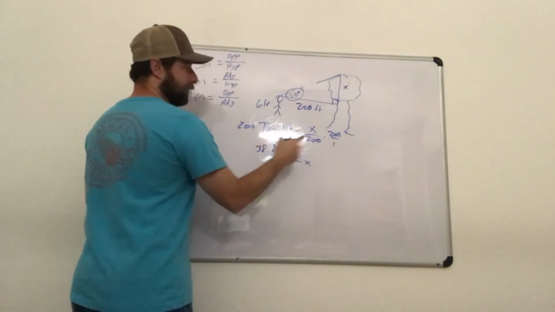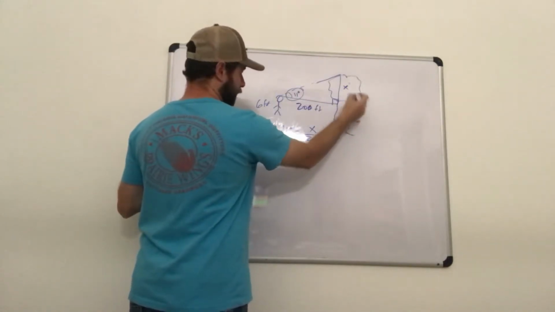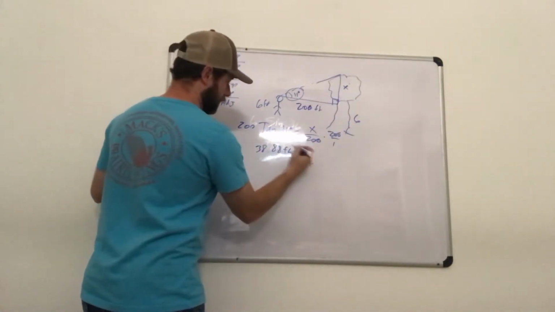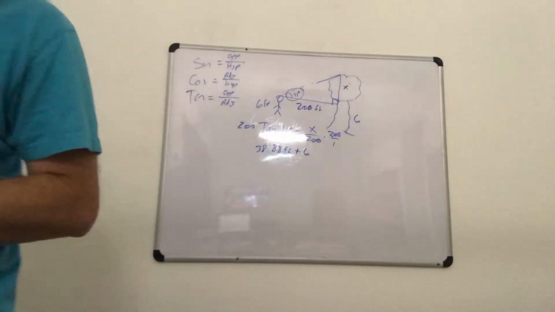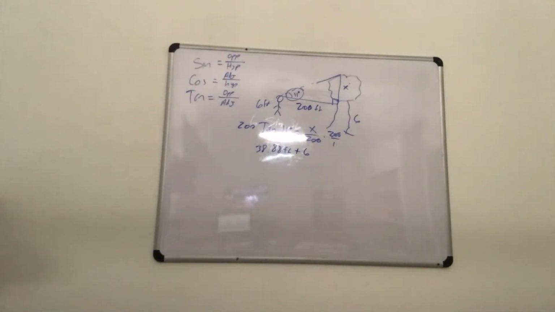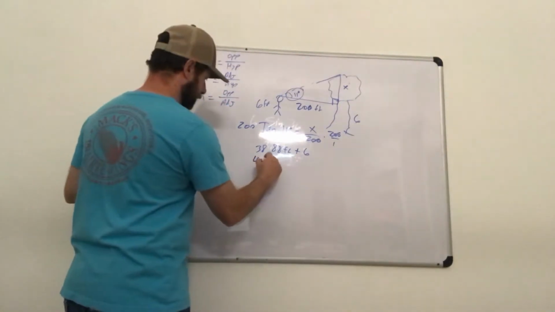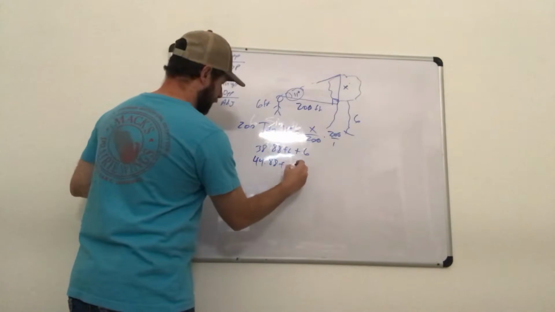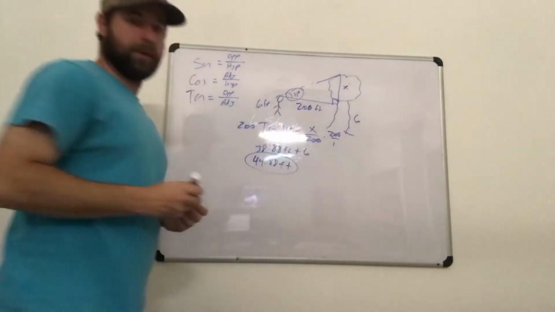Now that's not the height of the tree because the man was 6 foot tall straight on. So you got to go 6 foot plus this. So the answer ends up being 44.88 feet tall from the ground to the top of the tree.